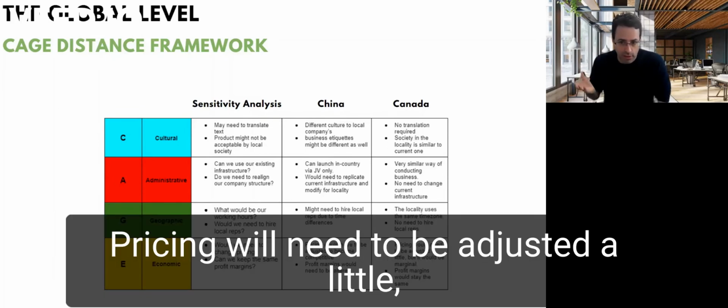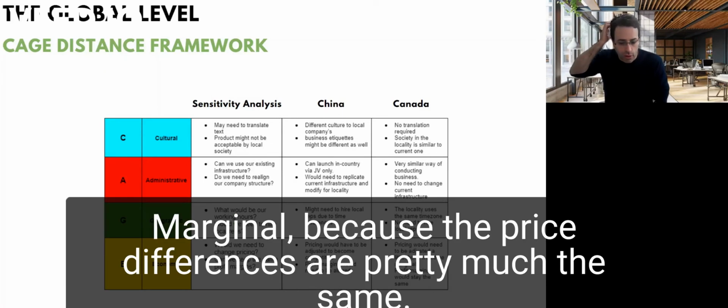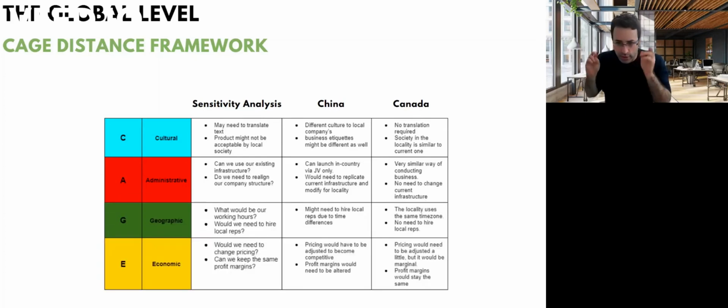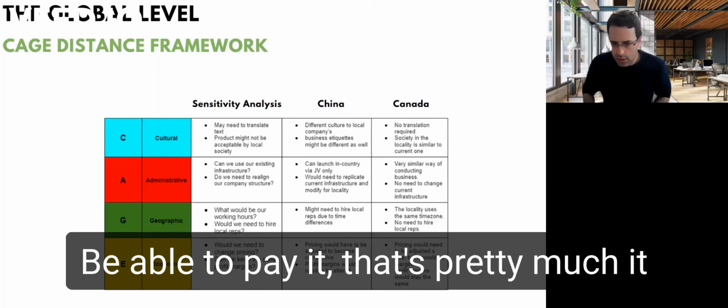Pricing will need to be adjusted a little, for example, if I go to Canada, but it would be marginal because the price differences are pretty much the same. Canadians would be more willing to pay the extra Canadian dollar, maybe, in comparison with Chinese who won't be able to pay it. That's pretty much it.